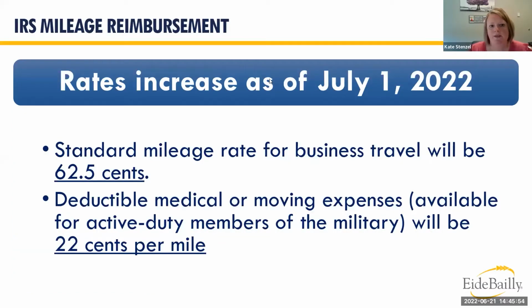And then we just want to throw this slide out there. The IRS released, probably a week or two ago, that they are increasing the mileage reimbursements as of July 1st for 2022. So the standard mileage rate for business travel will increase to 62.5 cents. And then for deductible medical or moving expenses will be at 22 cents per mile. And just know that you can pay below that and it's fine, and if you want to do a benefit to your employees, you can pay at a higher rate than 62.5 cents, but anything over that IRS set rate is then taxable wages to an employee.